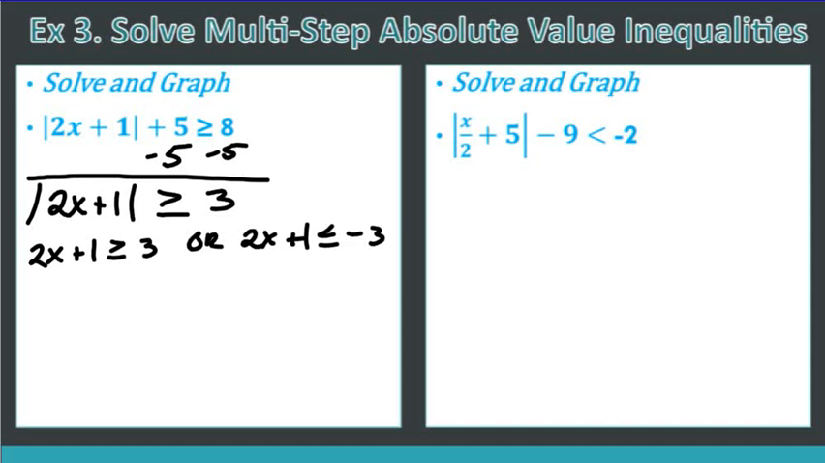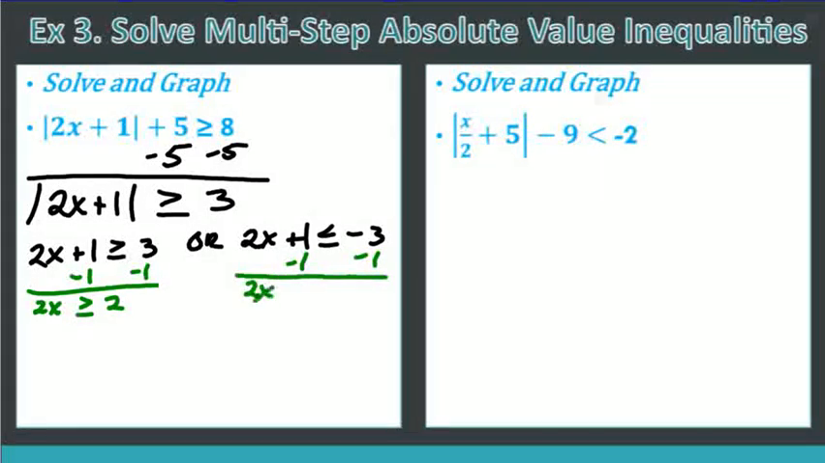Now I have to do 2 steps to solve for x. So I'm going to subtract 1 on both sides. So now I have 2x is greater than or equal to 2. On this side, I'm subtracting 1 also. So I have 2x is less than or equal to negative 4.